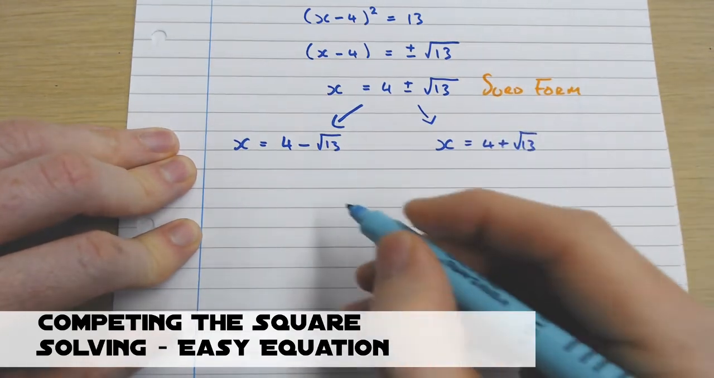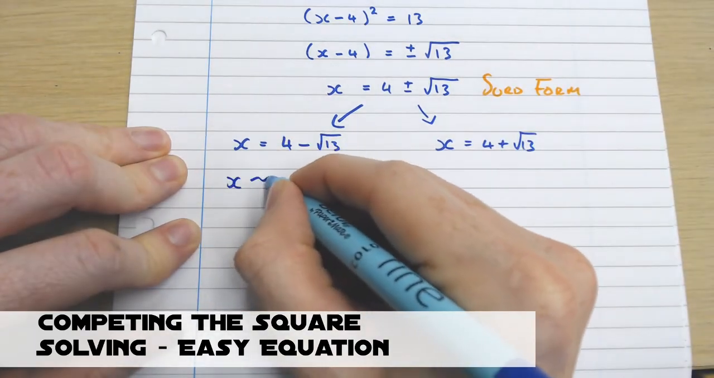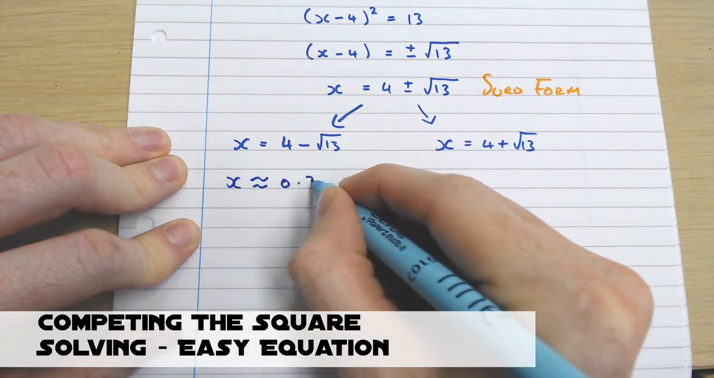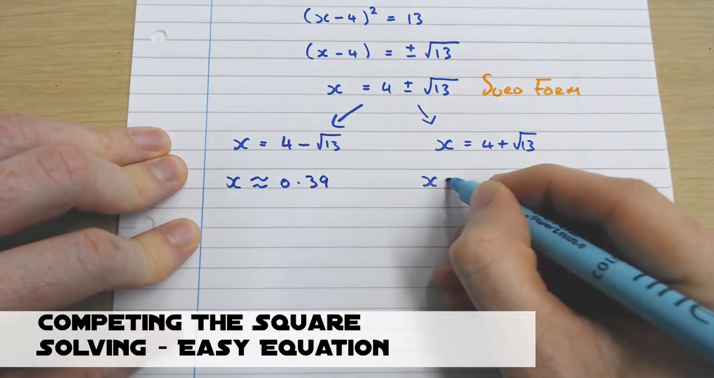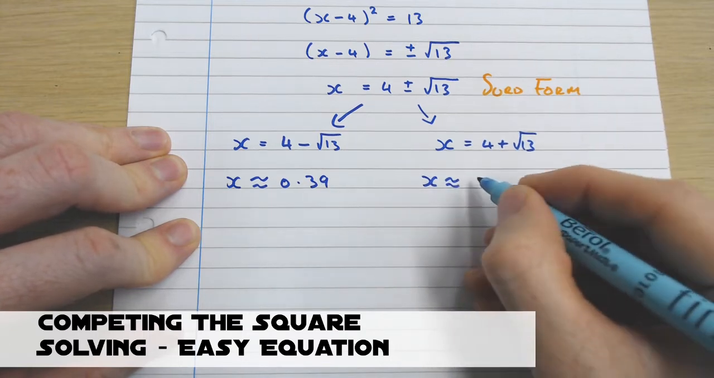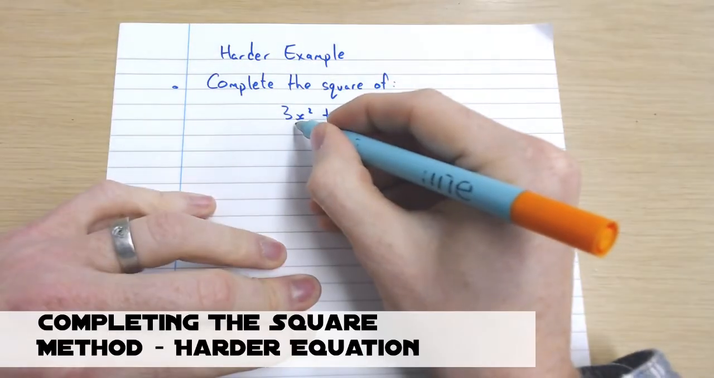Remember, there are two answers because of the plus and the minus. And it's dead easy after that. Simply use your calculator, type your answers in, 4 minus root 13 and 4 plus root 13, and you should have those two decimals, 0.39 and 7.61.